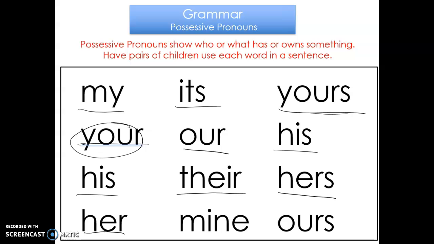Their is talking about a group that neither of us are part of. My goes with mine. This is my house, it is mine. Okay. Direct or indirect, our and ours. How many of these can you use in a sentence? Give it a try.